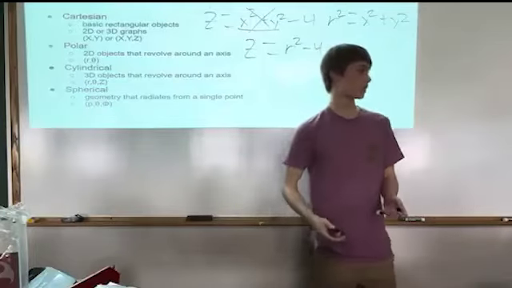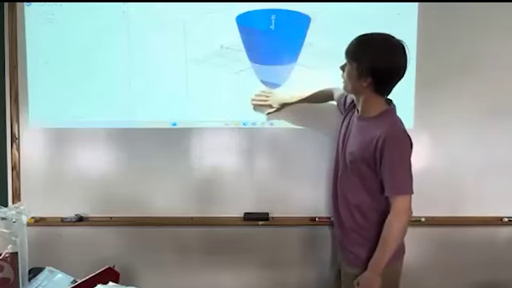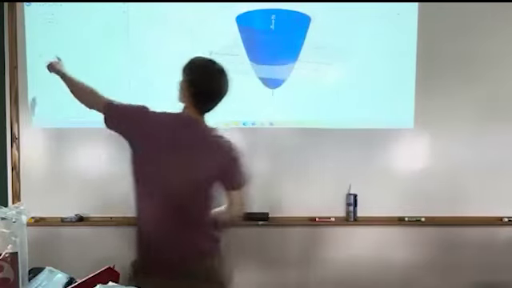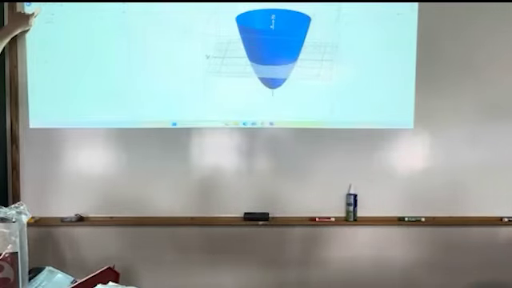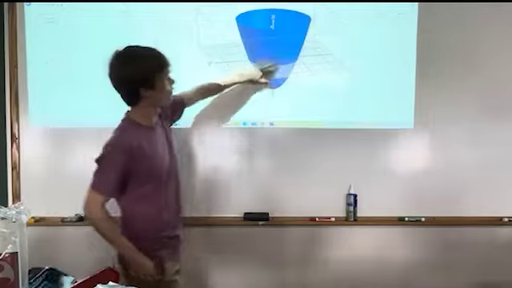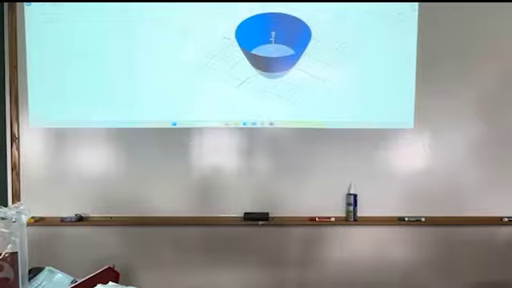Now to see if this works, we're going to go over to Desmos, which is an online graphing tool. We can see the blue object right here, and if we look up in the corner, we have z equals x squared plus y squared minus 4. So this is the equation right here on the graph. And as you can see, it's a 3-dimensional cone-like object.